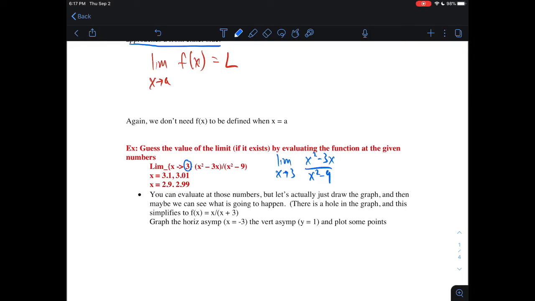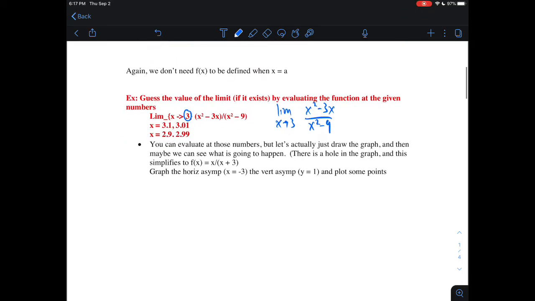So we can evaluate at those numbers, and we're going to do a couple, but then we're actually going to draw the graph to remind ourselves of something from pre-calculus, and then maybe we can see what is going to happen. So let's start by just plugging in a couple of numbers. And I'm going to do the ones that are pretty close to 3. So I'm going to look at x equal to 2.99, and we're going to see what happens.